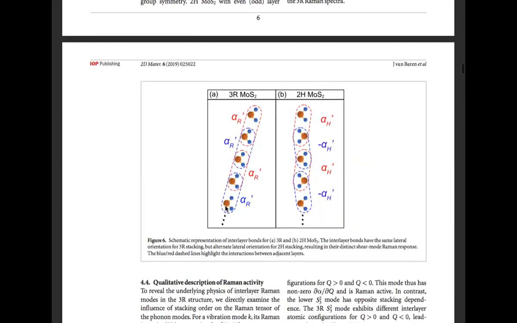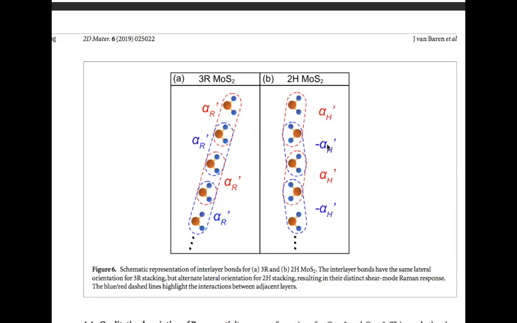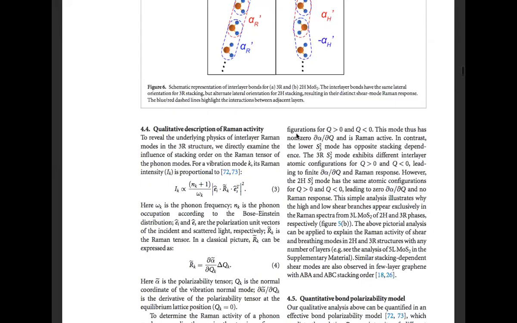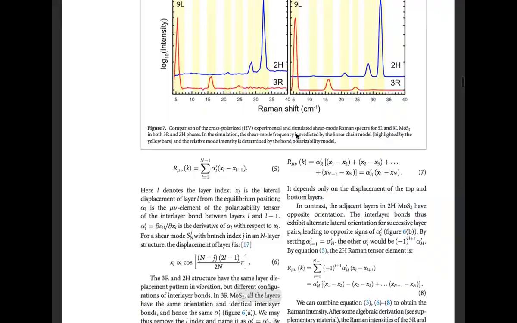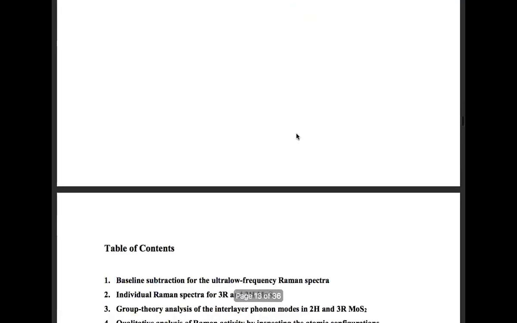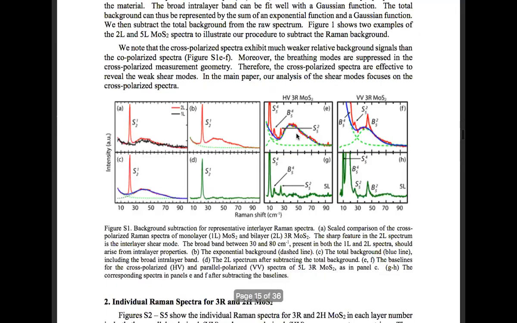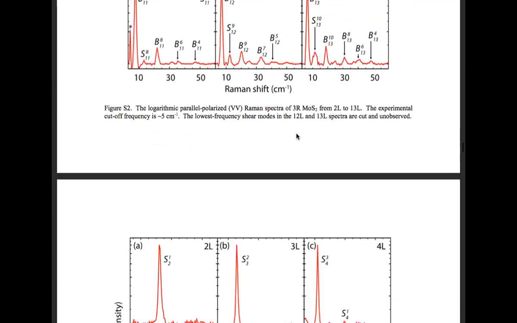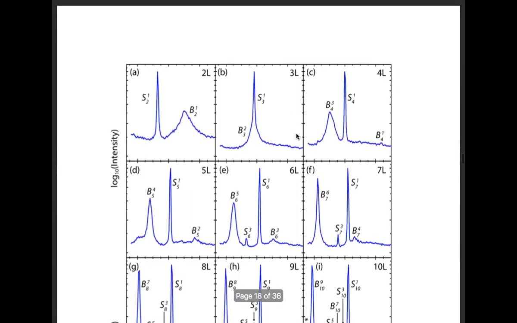Then later we build a quantitative model, which we won't go through in this lecture, but basically you can see that for 3R and 2H, the polarizability tensors are going to have opposite sign because the bond direction is different. If you're interested, you can read this paper. Let me show you more of this cartoon. When you go to a higher layer number, we put it in the supplementary material. This is a quite comprehensive paper just on this particular topic.